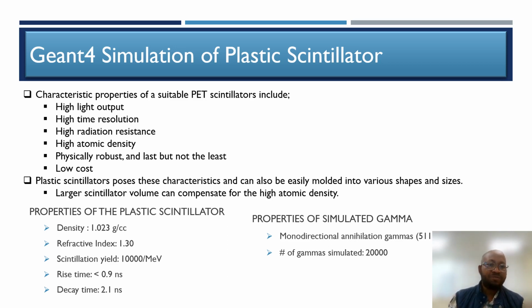The properties that we considered when we were looking at the plastic scintillator include the density of the scintillator, the refractive index of the scintillator, the scintillation yield of the plastic scintillator, and rise and decay time. The gamma that we simulated was a monodirectional annihilation gamma of 511 keV, and the number of gammas was 20,000.